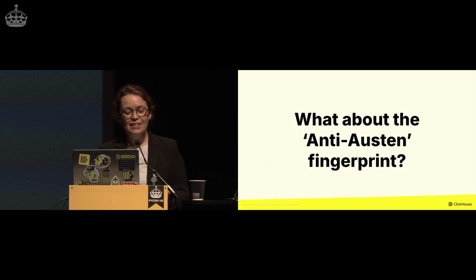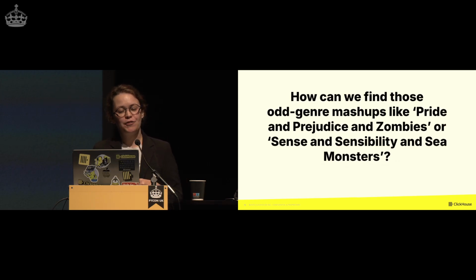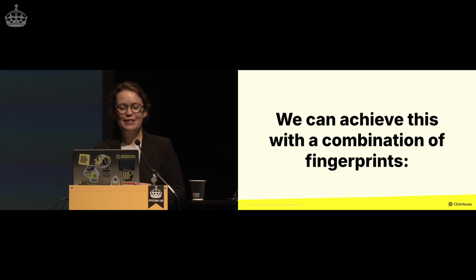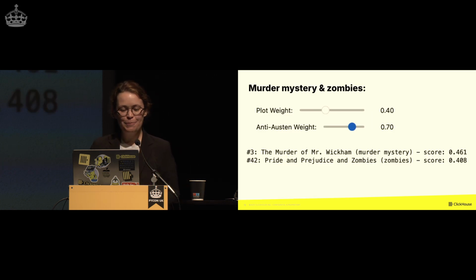But what about that anti-Austen fingerprint? How can we find those odd genre mashups like Pride and Prejudice and zombies, or Sense and Sensibility and sea monsters? Because I really wanted to find those. We can achieve this with a combination of fingerprints. And in my little Jupyter notebook, I made some sliders where I could slide around the weights. And I discovered that by testing different ratios of the plot and anti-Austen fingerprints, I found some Austen Agatha Christie mashup, and of course the zombies book.